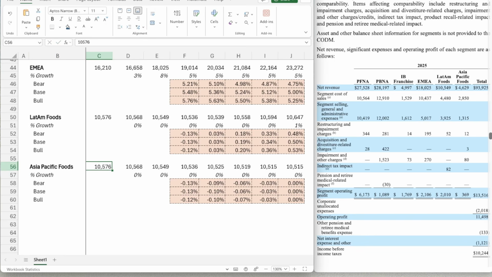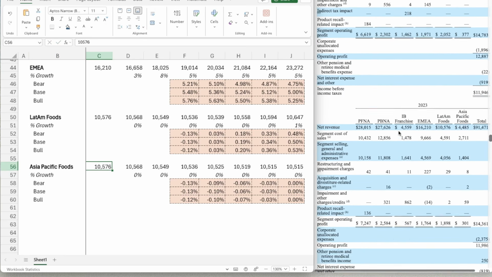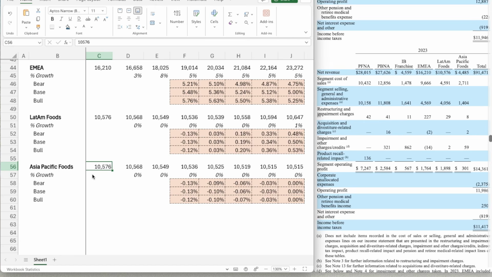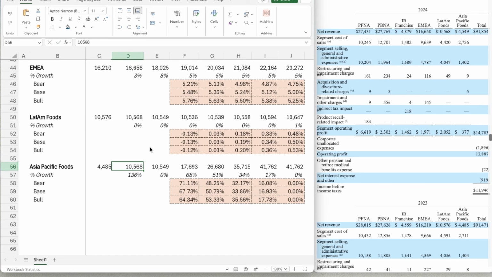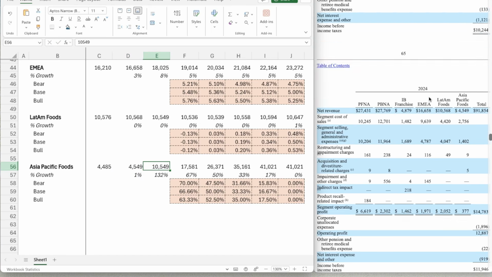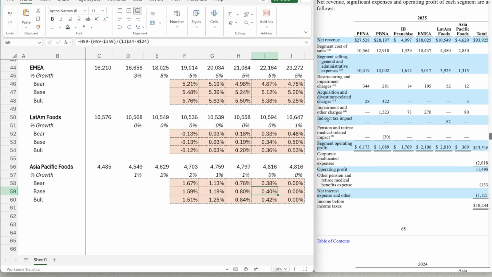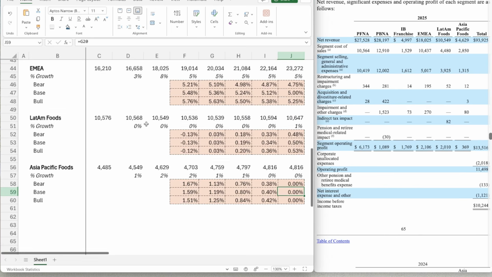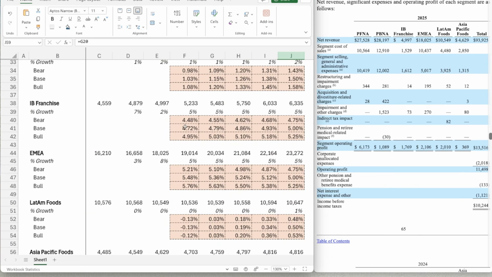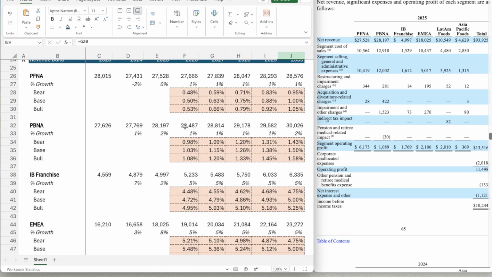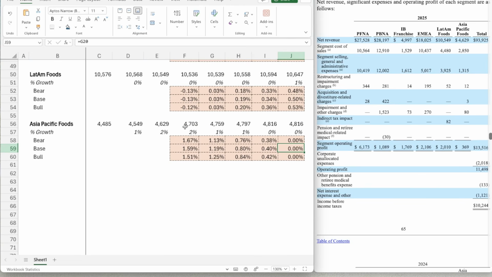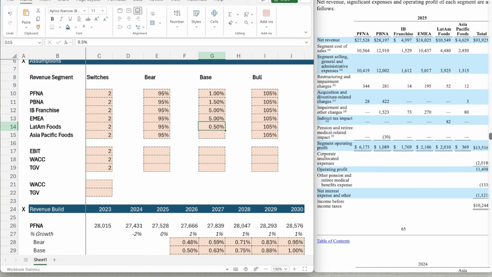15 APAC. Okay, we're on the last one now. 4485. 549. 4629. It really looks like the growth is coming from Europe, Middle East, and Africa. Let's put this, let's say long term, it's a 2%.